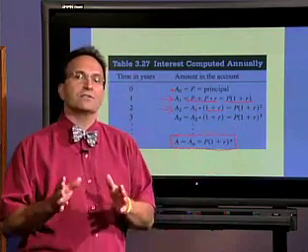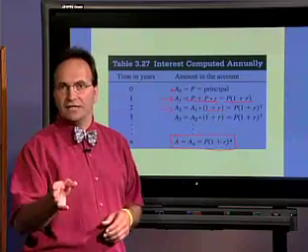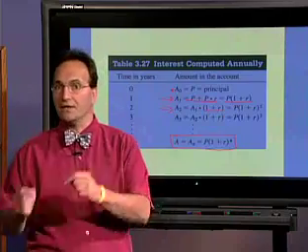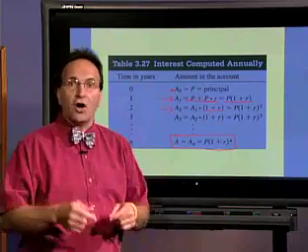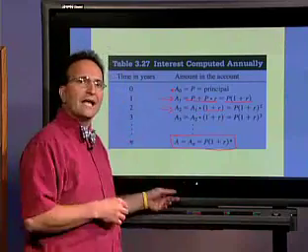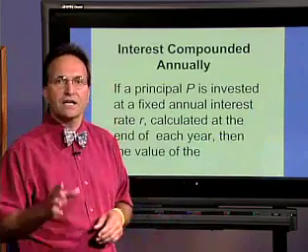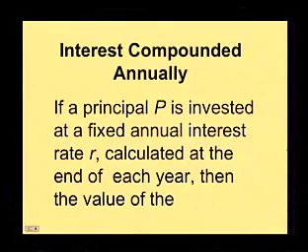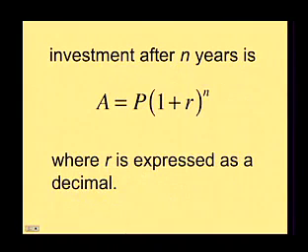We call interest computed in this way compound interest, because the interest becomes part of the investment so that the interest earned is on the interest itself. Let's look at the formula for compound interest compounded annually. So if a principal P is invested at a fixed annual interest rate R, which is calculated at the end of the year, then the value of the investment after n years is A equals P times the quantity 1 plus R raised to the n, where R is expressed as a decimal.